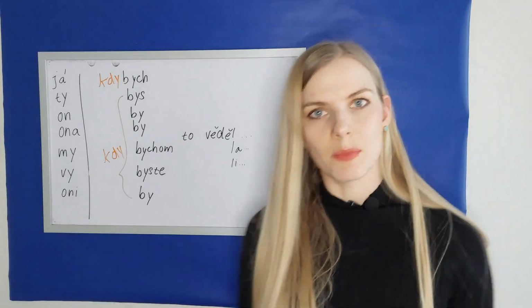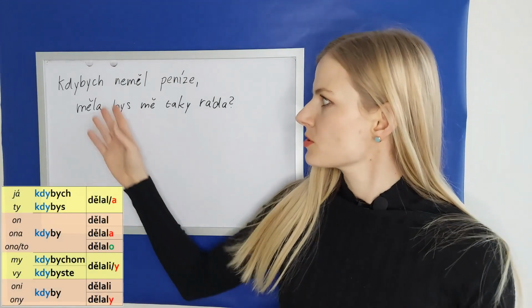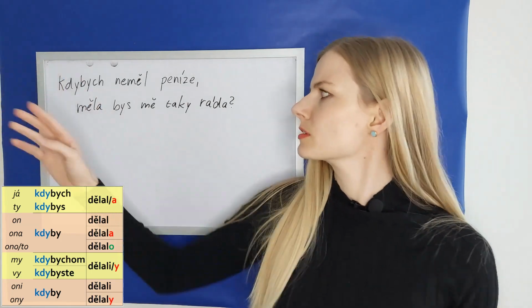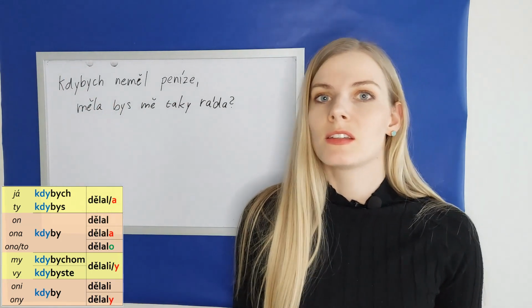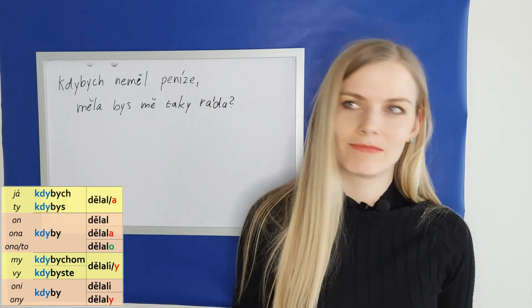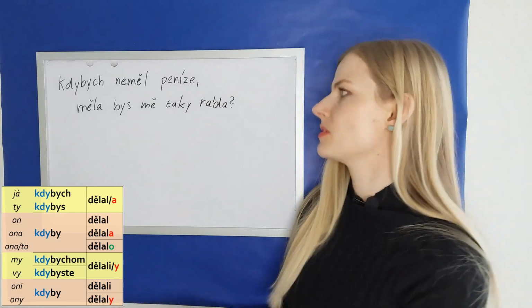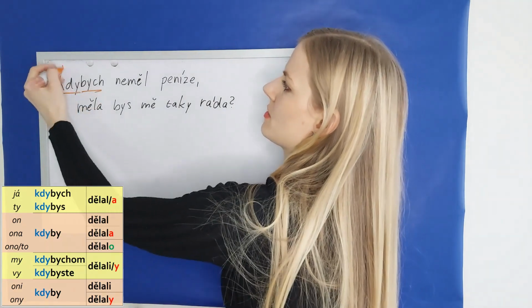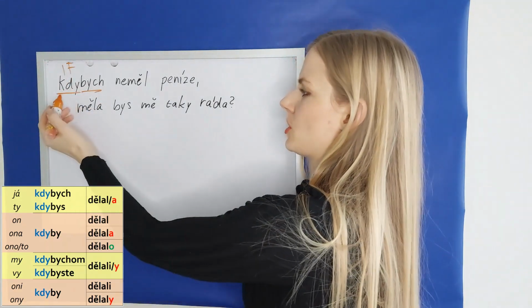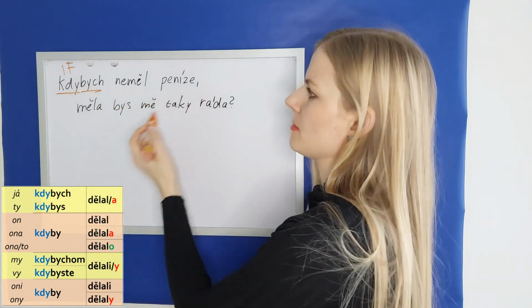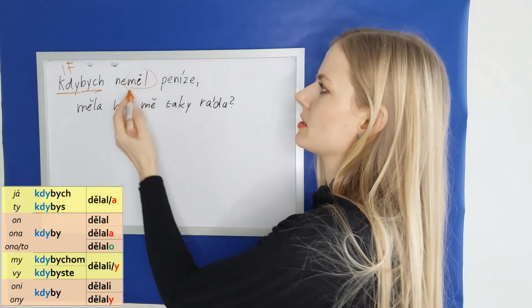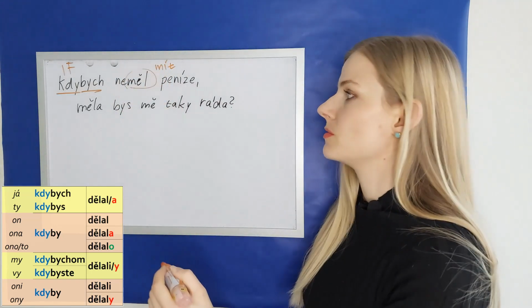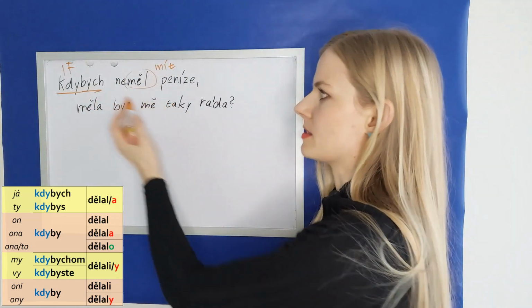Let's see a couple of examples. So, a hypothetical question. A millionaire asks his wife or his girlfriend. Kdybych neměl peníze, měla bys mě taky ráda? How to translate that? So we have kdybych, kdy we know it marks that it's the if word, if condition. Kdybych neměl peníze, neměl. Měl is from the verb to have, mít is one of those irregular ones. Kdybych neměl peníze.